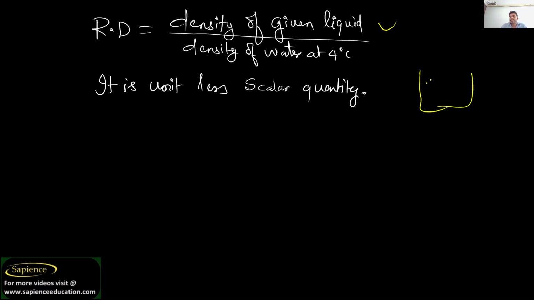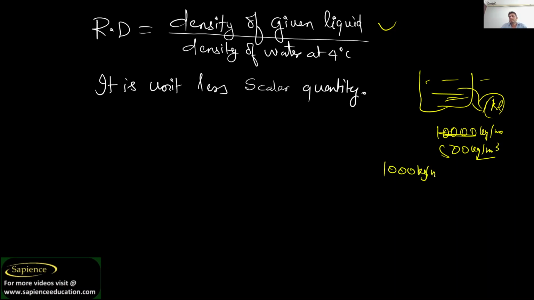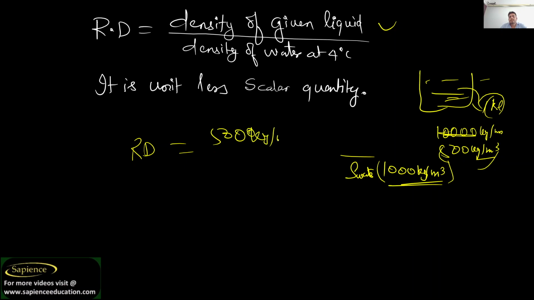For example, there is a given liquid, kerosene oil, and it has a density of, suppose, 500 kg per meter cube. And you know that 1000 kg per meter cube is the density of water. So we always try to compare any density with water, then we get the relative density. So relative density is the density of the substance, 500 kg per meter cube, divided by 1000 kg per meter cube. So this is 0.5.